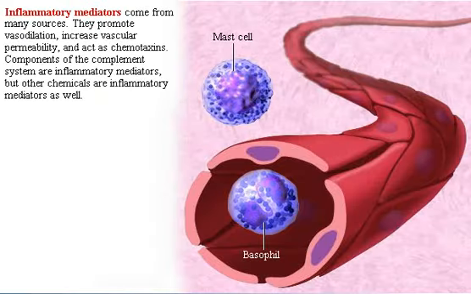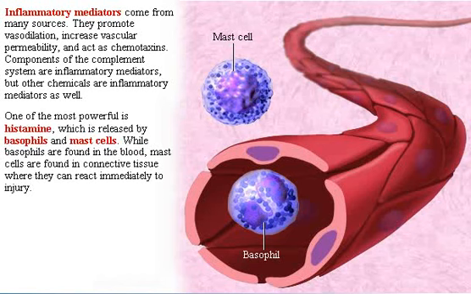Inflammatory mediators come from many sources. They promote vasodilation, increase vascular permeability, and act as chemotaxins. So far, we have mentioned that components of the complement system are inflammatory mediators, but other chemicals you are familiar with are inflammatory mediators as well. One of the most powerful inflammatory mediators is histamine, which is released by basophils and mast cells. While basophils are found in the blood, mast cells are found in connective tissue where they can react immediately to injury. Click the mast cell to release histamine.